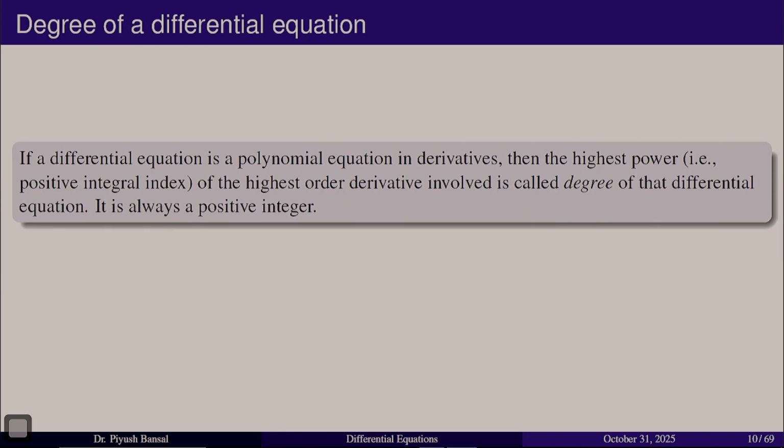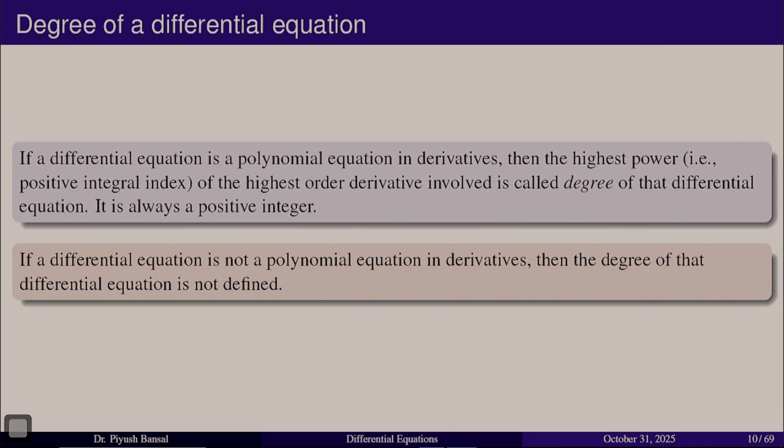So, it should be a polynomial equation in the derivative part, then the highest power of the highest order derivative involved will be called the degree of that differential equation. So, again this is always a positive integer. Now, it is not always possible to have a differential equation involving derivatives to be a polynomial equation. So, it is not always possible to have a degree.